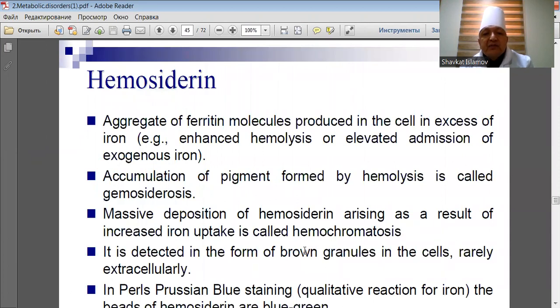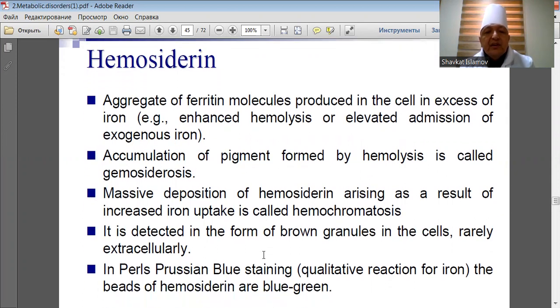an aggregate of ferritin molecules produced in the cells, is an iron accumulation pigment formed by hemolysis. Hemosiderosis is massive deposition of hemosiderin as a result of increased iron uptake, as in hemochromatosis. It is detected in the form of brown granules in the cells, rarely extracellular. In Prussian blue stain, the granules of hemosiderin are blue-green.